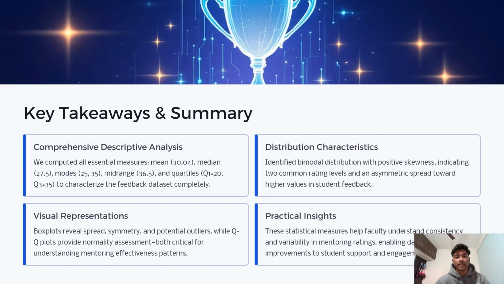Let's talk about the key takeaways. To summarize, we calculated all important descriptive measures like mean, median, mode, mid-range, quartiles, and IQR. The data shows bimodality and positive skewness, meaning students had mixed experiences with mentoring. Visual tools like box plots and Q-Q plots help us understand spread, symmetry, and deviations from normality. Overall, these insights help educators identify areas of consistency and areas where mentoring effectiveness can be improved.